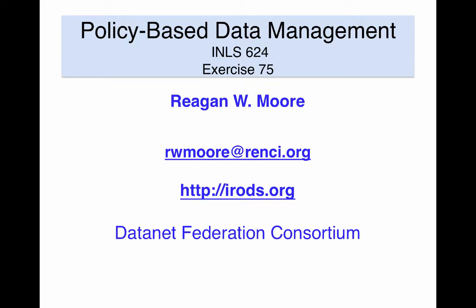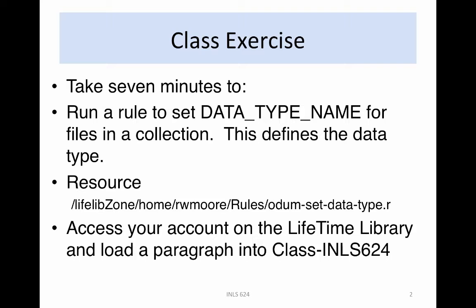Take 7 minutes to complete exercise 75. Run a rule to set data type name for files in a collection. This defines the data type. Use the rule lifelib/zone/home/rw/more_rules/odum_set_data_type.r. Please load a paragraph describing your result into the lifetime library in the subcollection class INLS 624 by the end of today's class.